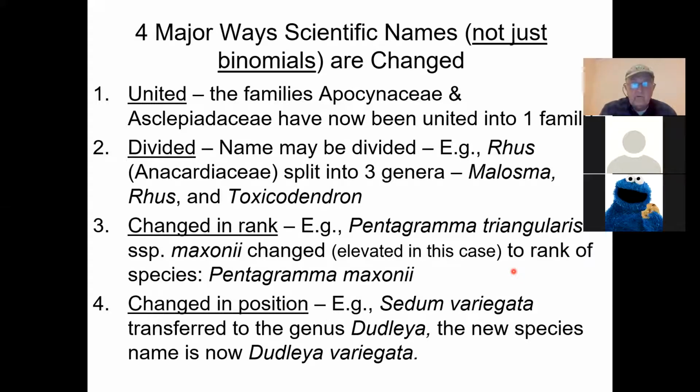This is a case where there was a subspecies of a cliff brake fern. Pentagramma is one of the cliff brake fern genera. And this subspecies was elevated to the species rank, so it changed its rank, went from lower to higher. This one involves a member of the stonecrop family, Crassulaceae, whereas Sedum, which is the main genus that we know of in the family, was transferred to the genus Dudleya, and the new species is now Dudleya variegata. So it went from one genus to another genus, a lateral movement. Okay, questions?